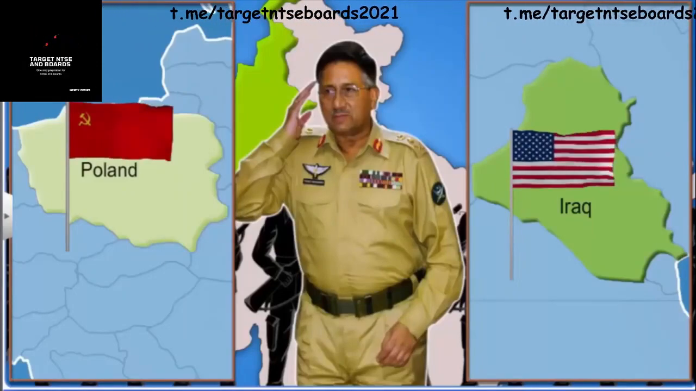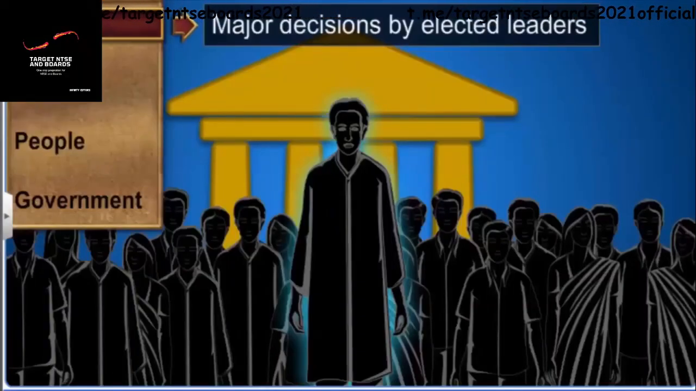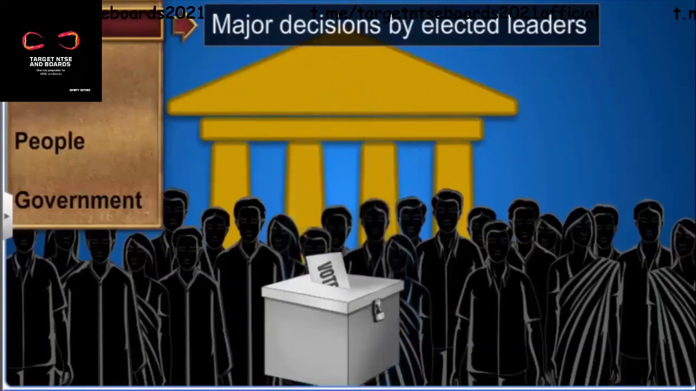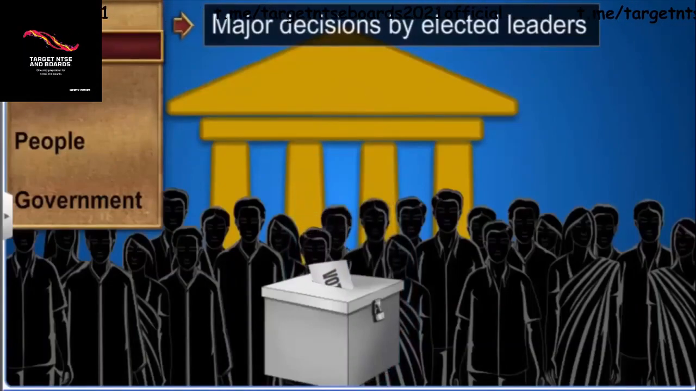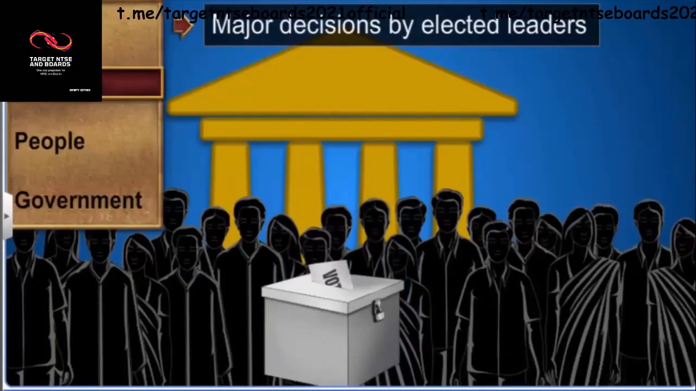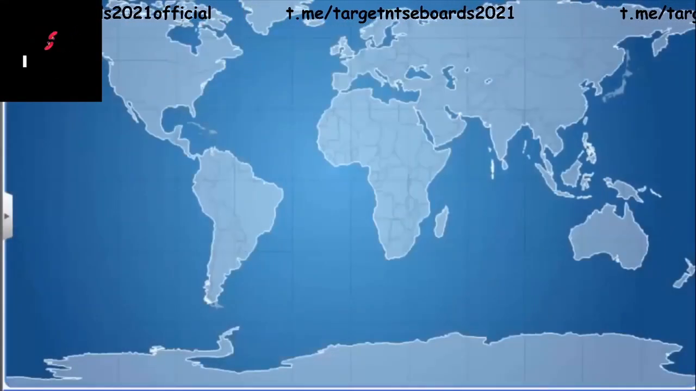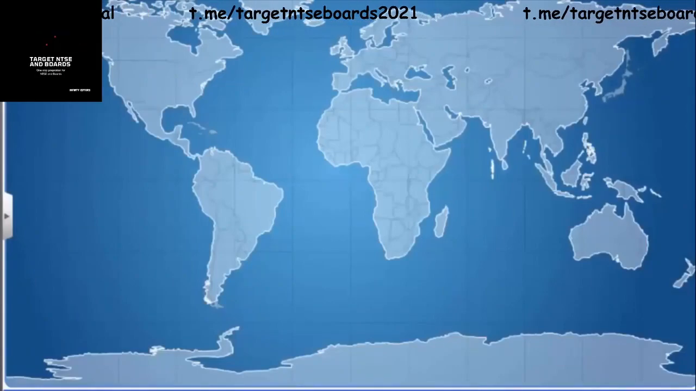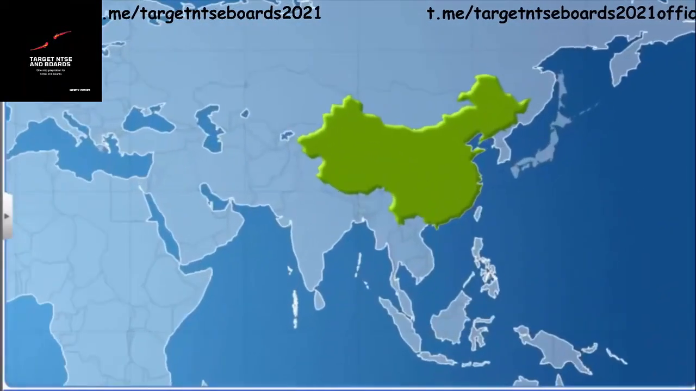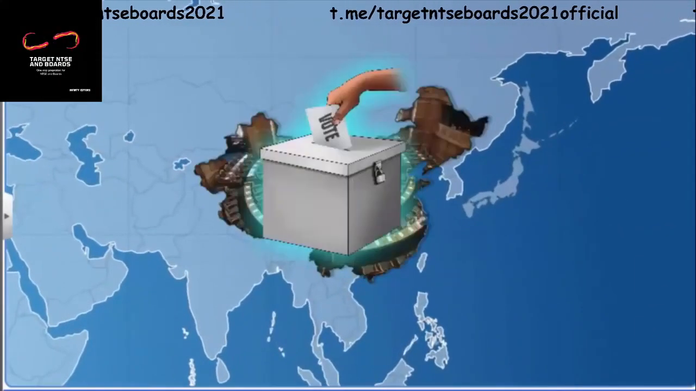This is the first feature of democracy. Let's move on to another key word, elections. We'll analyze the example of a country where elections are held regularly. China. China has elections every 5 years.